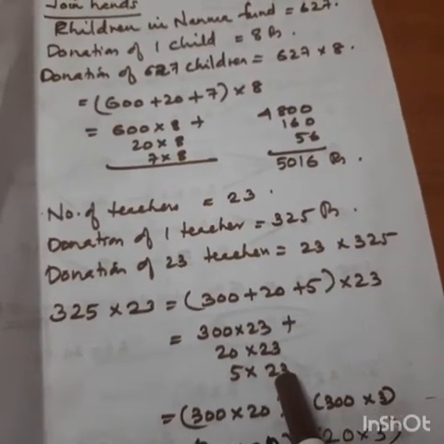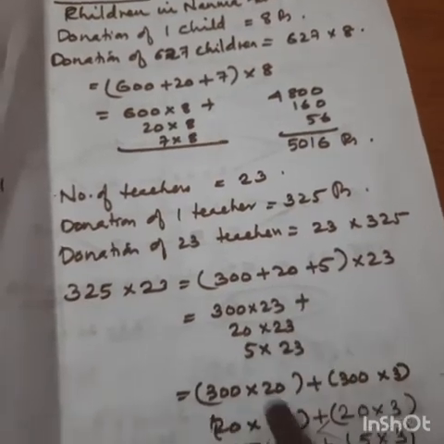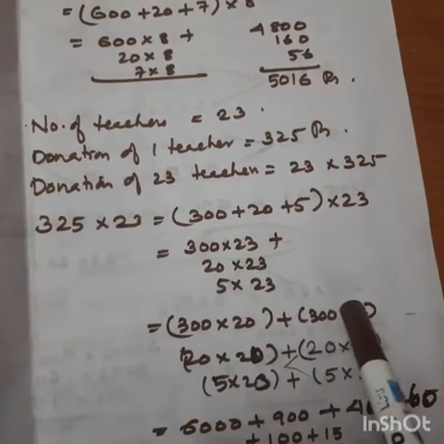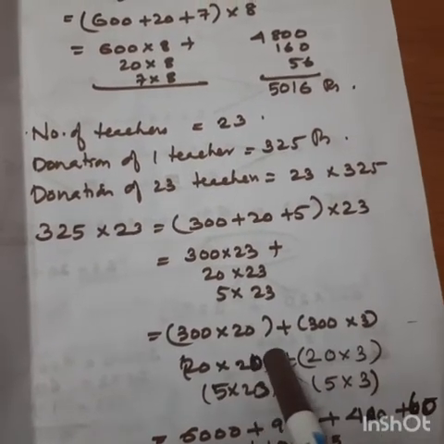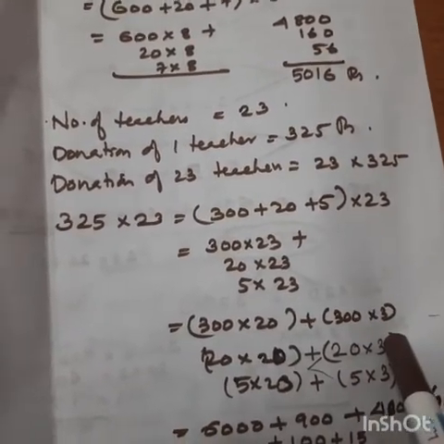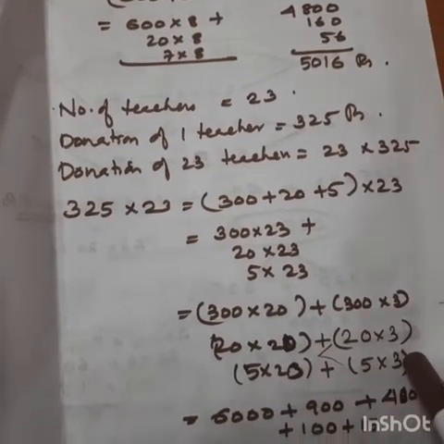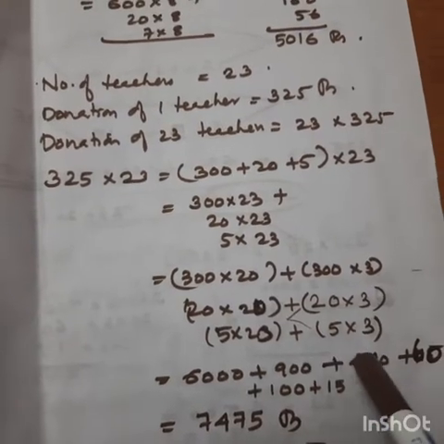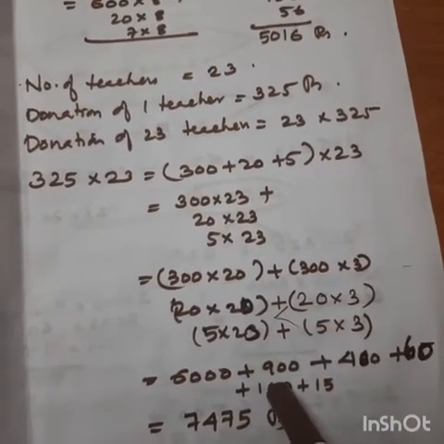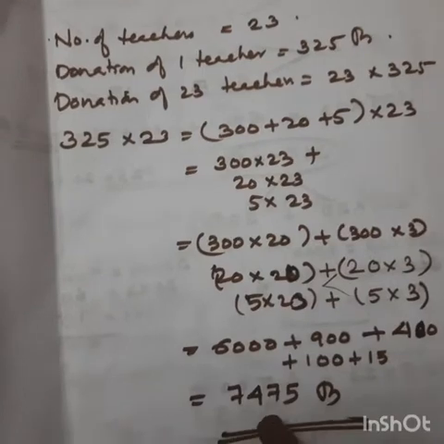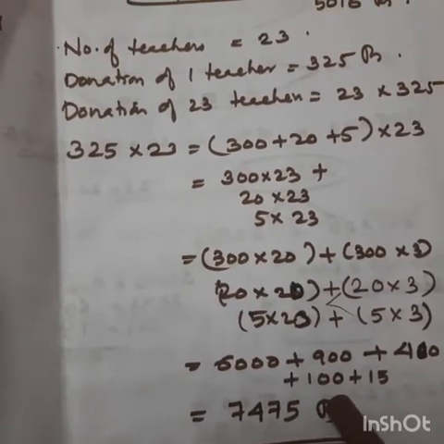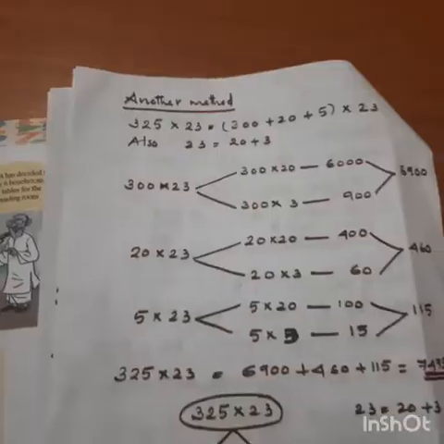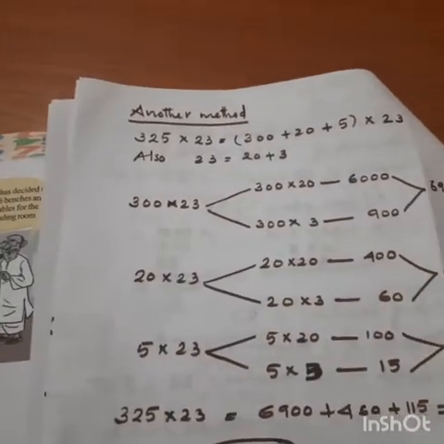Then here we split 23 also. That is 300 into 20 plus 300 into 3, and 20 into 20 plus 20 into 3, plus 5 into 20 plus 5 into 3. That is 6000 plus 900 plus 400 plus 60 plus 100 plus 15. That is 7475.